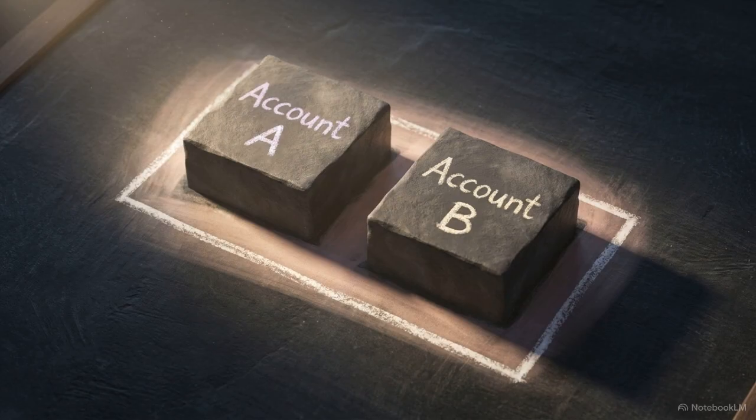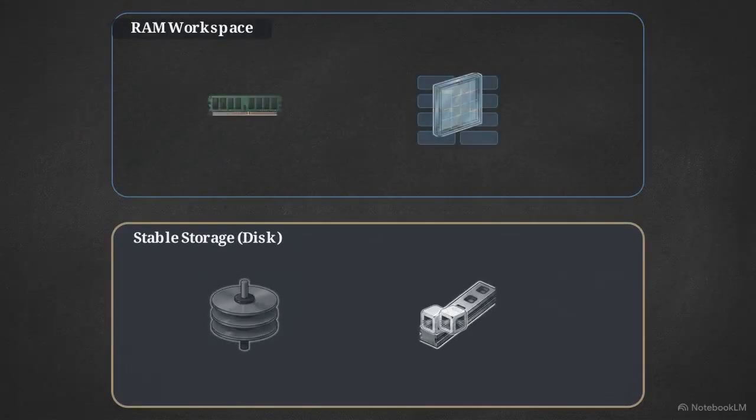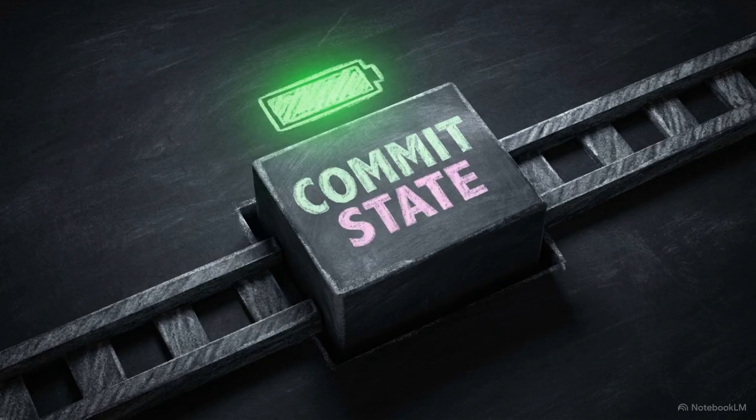A database uses a transaction to create a logical boundary. It guarantees all related changes execute as a single unit or none are applied. This guarantee relies on a specific architectural component, the write-ahead log. Before changing the final data, the database records its intent in this sequential append-only log. Only after the intent is locked to stable storage does the system modify the data page in RAM to reflect the new balance. This creates the commit boundary, marking the transaction as the authoritative state.